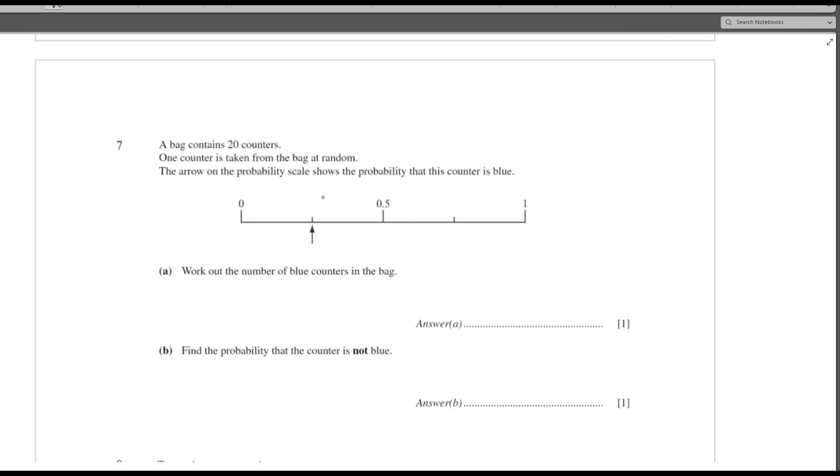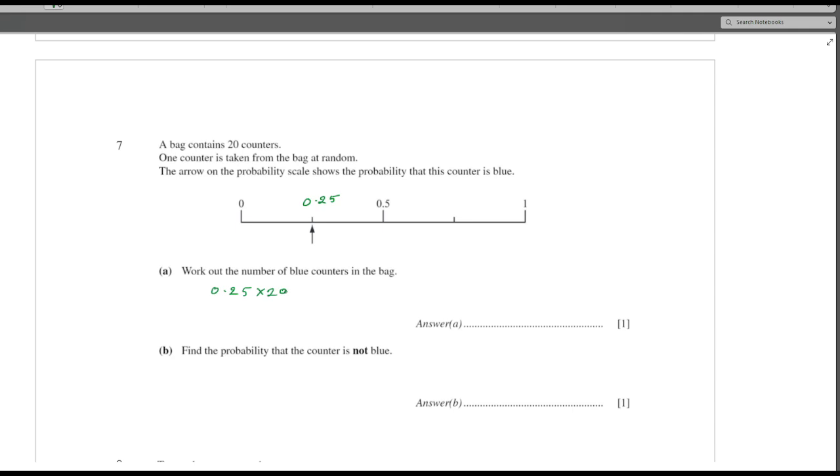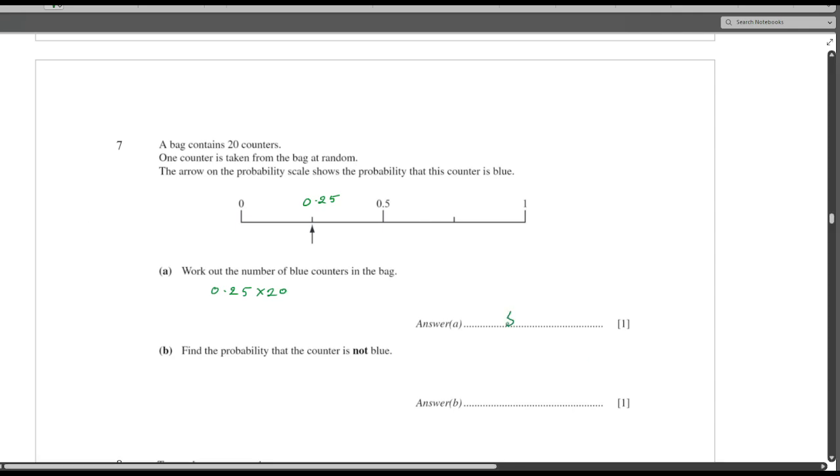So this is 0.25. So the number of blue counters will be 0.25 times, you have a total of 20 counters. So 0.25 times 20 will give you your result as 5. So there are a total of 5 blue counters.